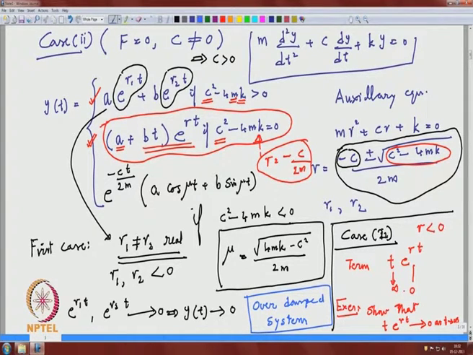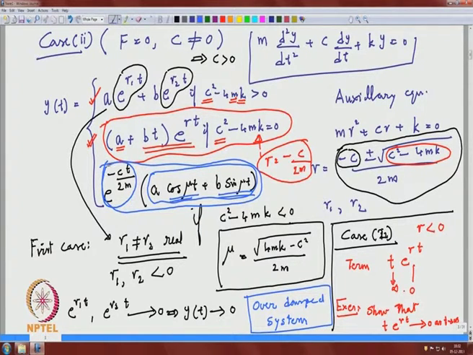But now the third case is this situation. When you look at that term, this is a cosine term, this is a sine term, both are bounded, and hence this entire term is a bounded quantity. But this term is a quantity which goes to 0. So, let me take the third case.